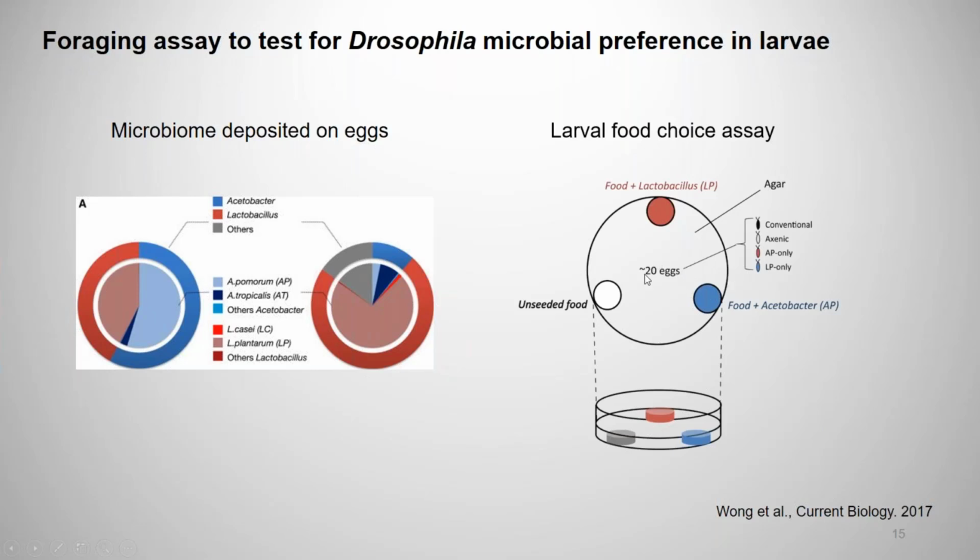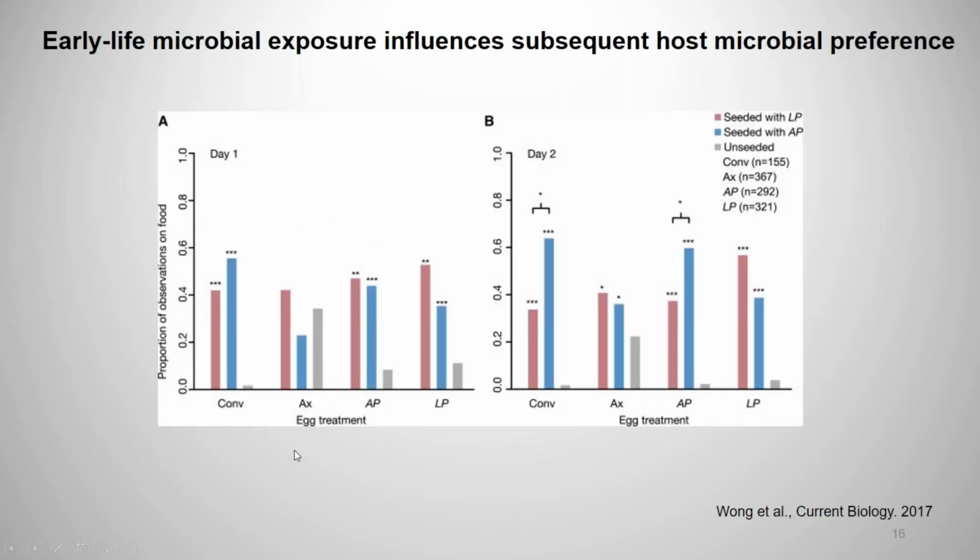We place the eggs in the center of a petri dish with agar, and then we give them three different food choices: either food that has not been contaminated with any bacteria, or food that has Lactobacillus, or food that has Acetobacter. And what we found is that in the conventional eggs, which means the eggs that have been contaminated with the microbiome, the newly hatched larvae will quickly seek out food that has Acetobacter and Lactobacillus.